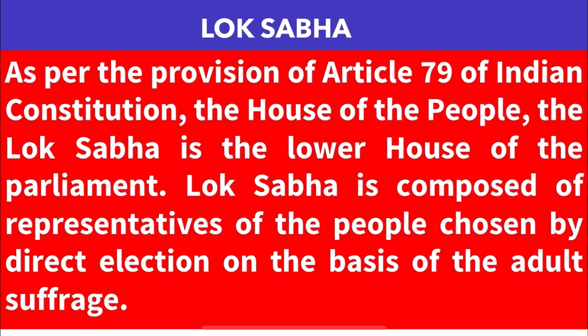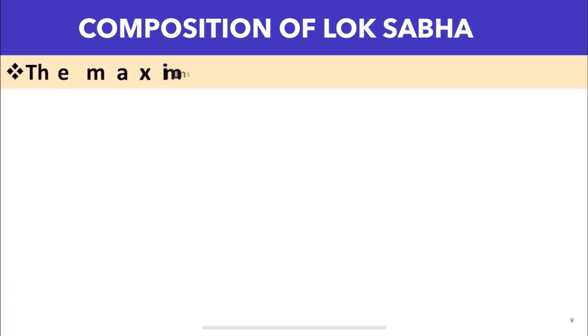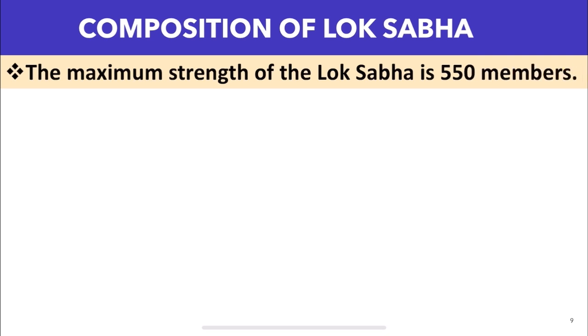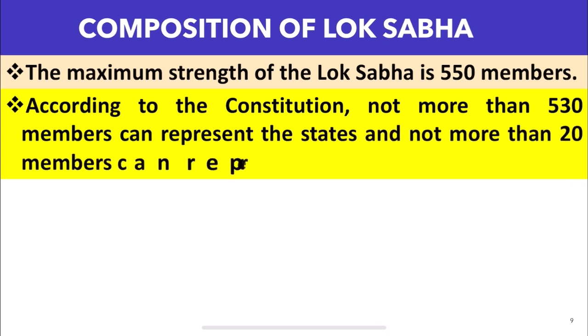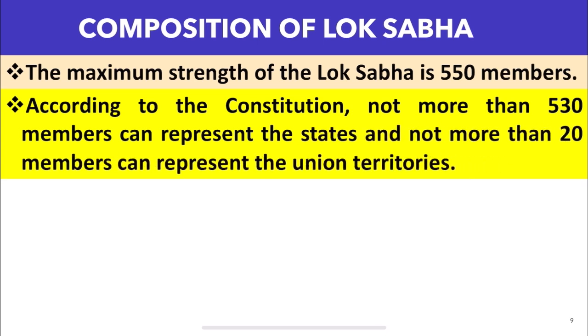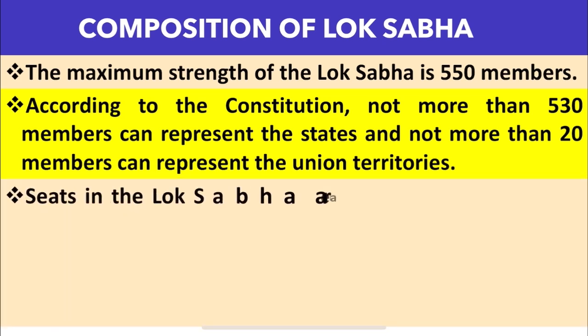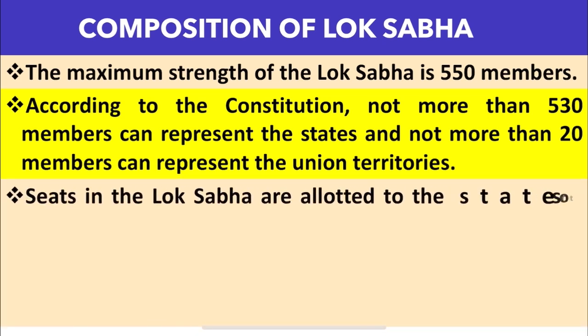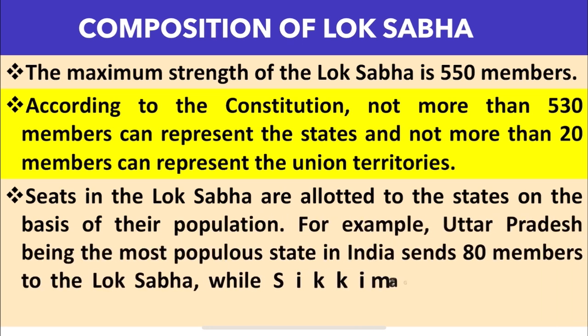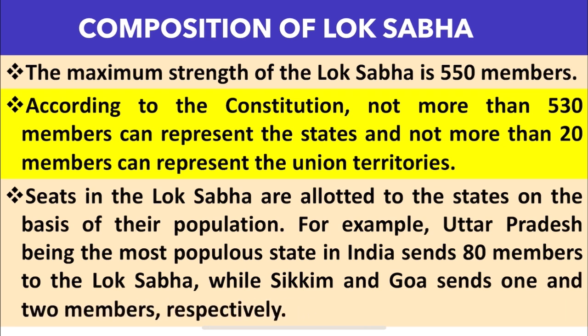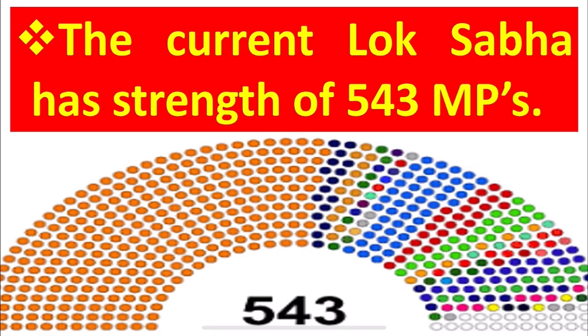Now let's understand the composition of the Lok Sabha. The maximum strength of the Lok Sabha is 550 members. According to the constitution, not more than 530 members can represent the states and not more than 20 members can represent union territories. Seats in the Lok Sabha are allotted to the states on the basis of their population. For example, Uttar Pradesh, being the most populous state in India, sends 80 members to the Lok Sabha, while Sikkim and Goa send 1 and 2 members respectively. The maximum strength of the current Lok Sabha is 543 MPs.